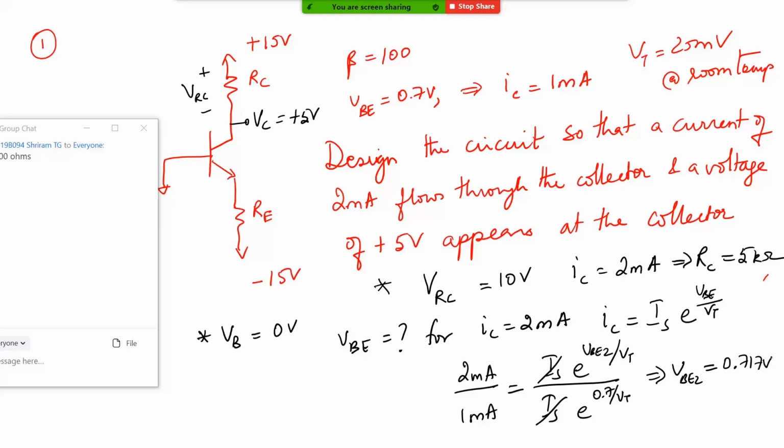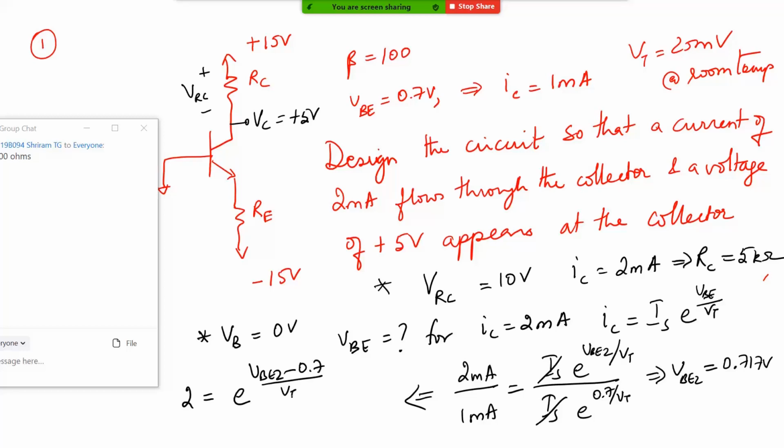Some of you might have found IS from this equation and then substituted, and done things like that. It's also okay, but it's always easy to do things easier, right? So you have 2 equal to e to the power of (VBE2 minus 0.7) by VT.